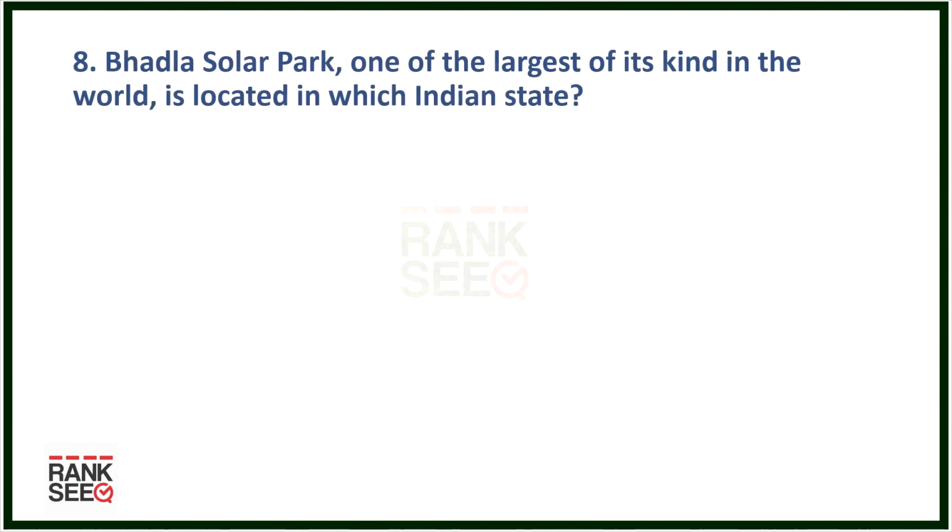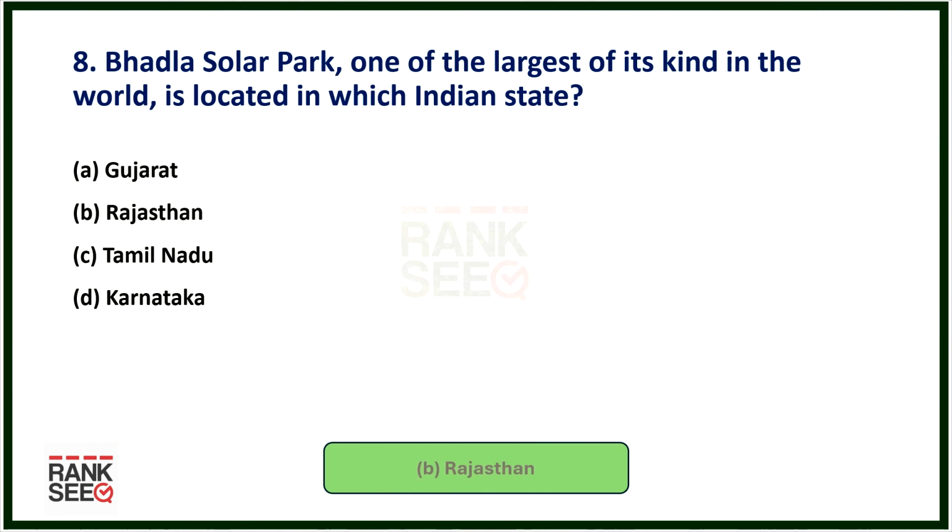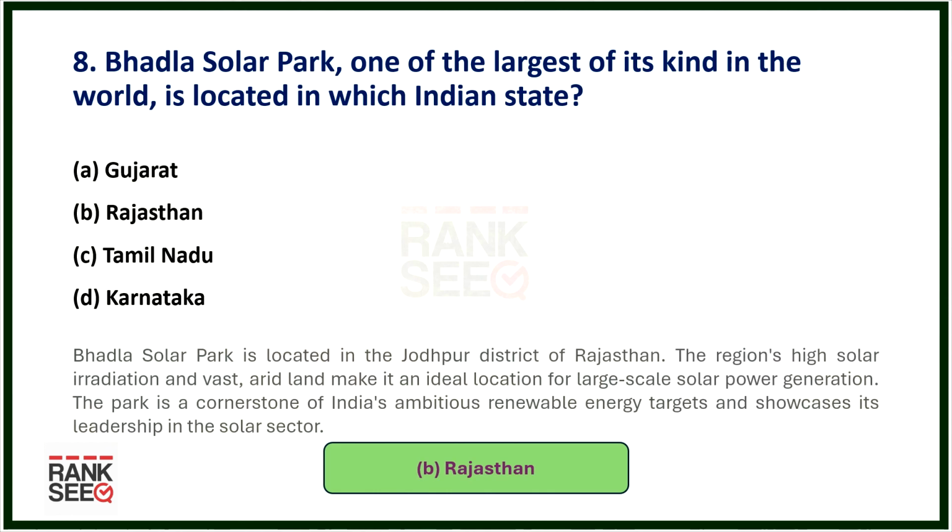8. Bhadla Solar Park, one of the largest of its kind in the world, is located in which Indian state? A. Gujarat. B. Rajasthan. C. Tamil Nadu. D. Karnataka. Correct answer: B. Rajasthan. Explanation: Bhadla Solar Park is located in the Jodhpur district of Rajasthan.